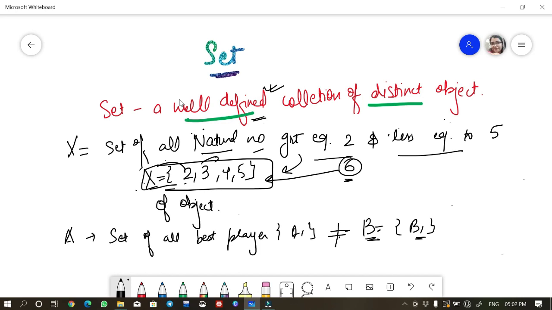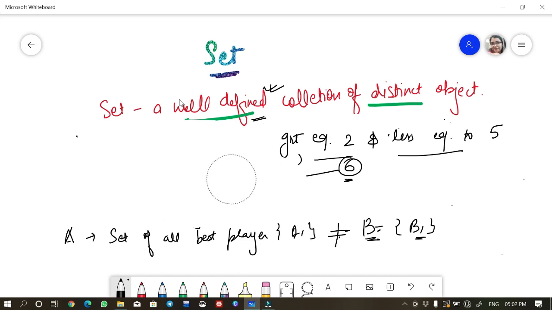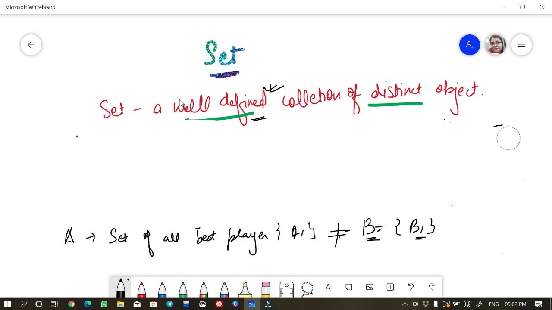Now let's come to the definition of distinct. What do you mean by distinct? That a set cannot have same elements. You cannot write x comma a, okay, because here two elements both are same.